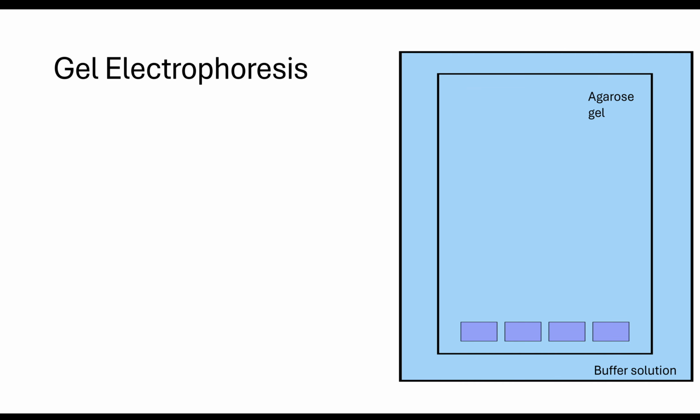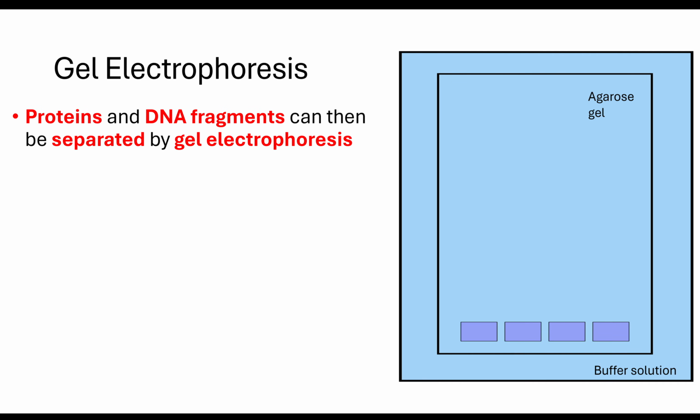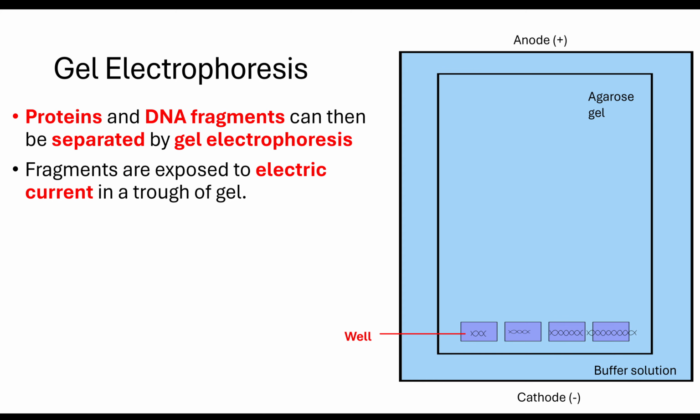So then what do we do with it? Well, the next thing we need to do is what's known as gel electrophoresis. So we can separate out proteins and DNA fragments by using gel electrophoresis. So we take our wells, which are made up of agarose jelly, and these are gaps in the agarose jelly, and we place that into a buffer solution. And then what we do is we put our DNA samples inside the well. Once we've done that, we then expose these fragments to an electric current in that trough of agarose gel.